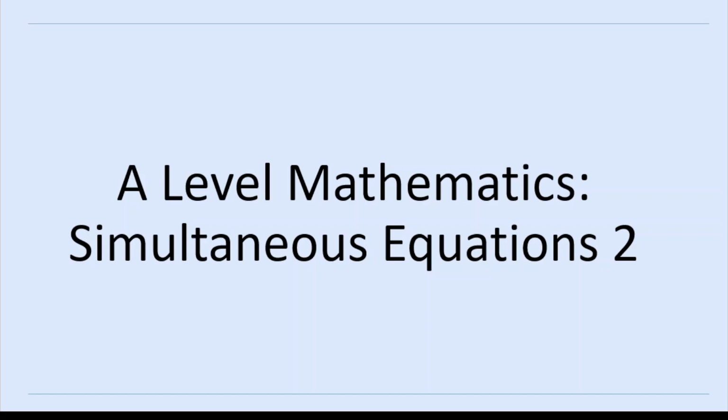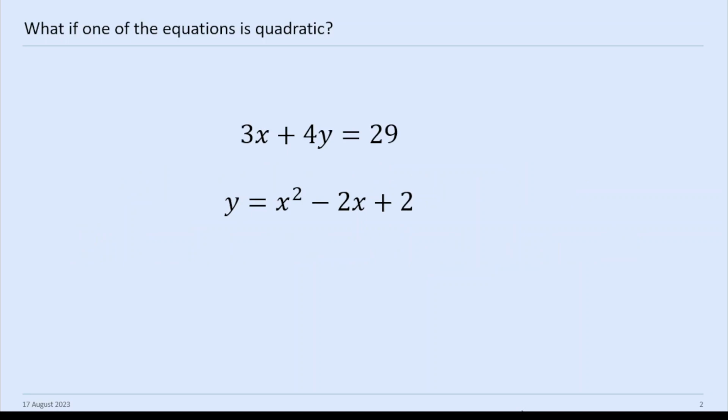So what we're going to do is look at simultaneous equations too. So what if one of the equations is quadratic? So here 3x plus 4y equals 29, y equals x squared minus 2x plus 2. So we've got two equations, one's quadratic.